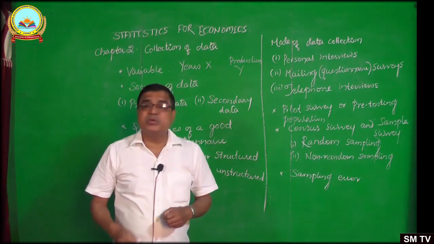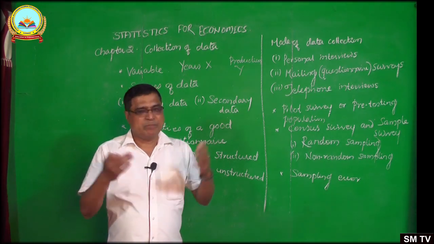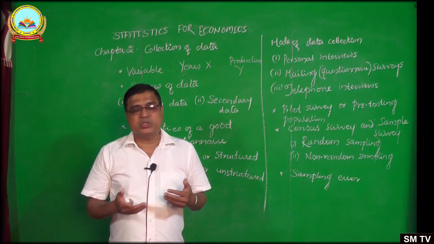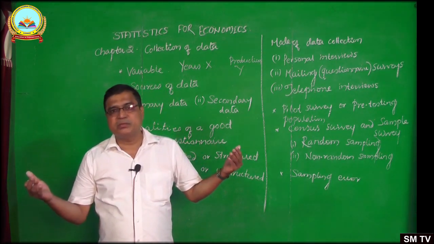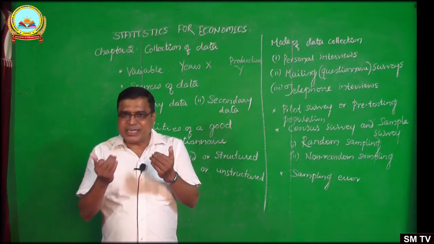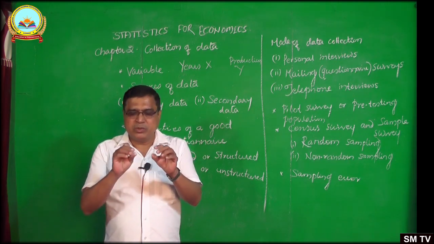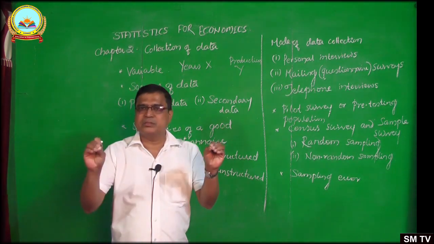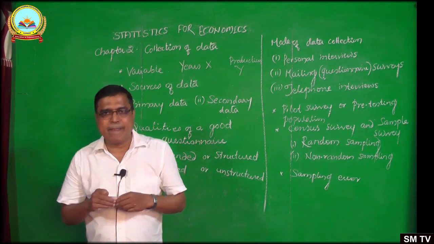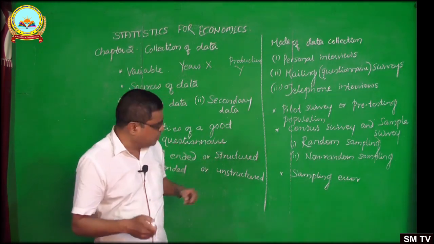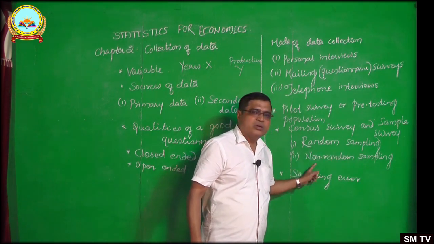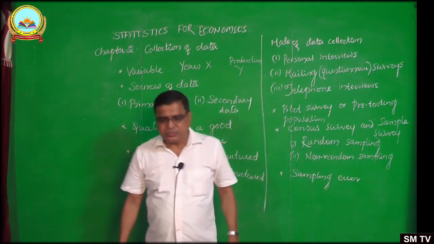And that is the benefit of the sample survey, and it is very popular in statistics because the entire population cannot be studied. And to take the sample, to extract the sample, that means to take some units of the population. So we are adopting two methods in statistics. One is random sampling and another one is non-random sampling.